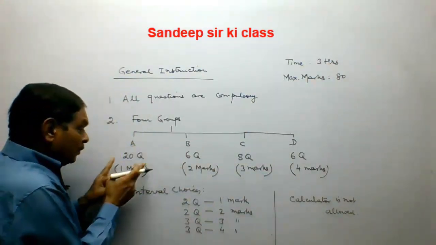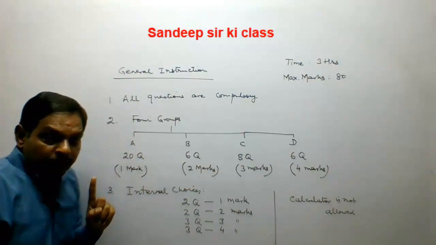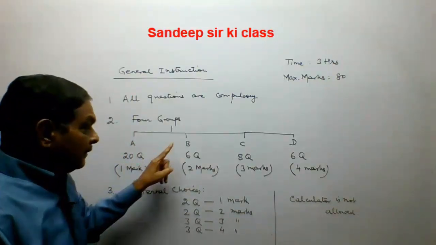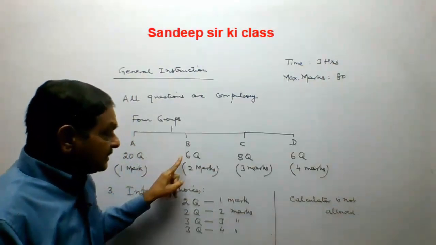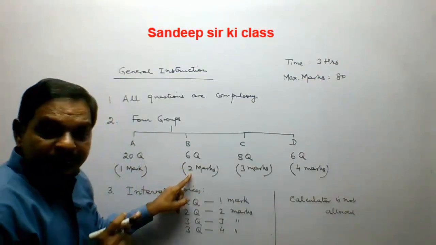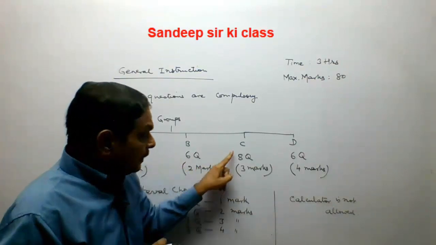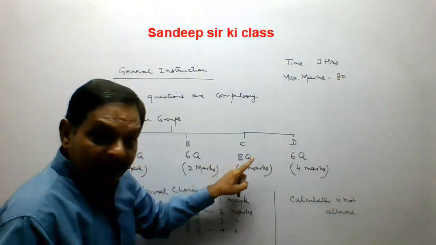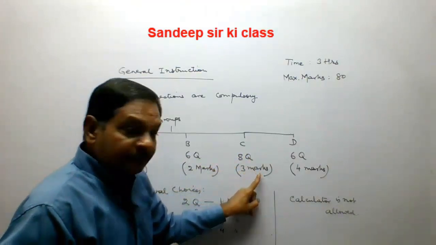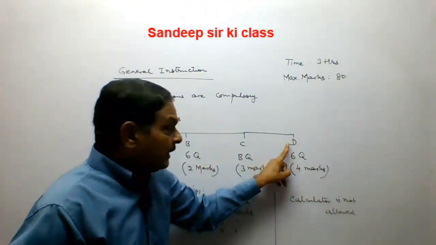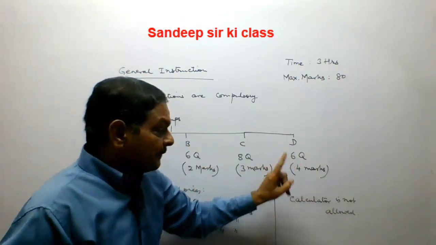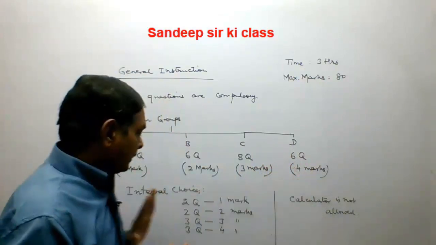Group A will have 20 questions and each question will be of 1 mark. Group B will have 6 questions and each question will be of 2 marks. Group C will have 8 questions, each of 3 marks. And Group D will have 6 questions, each of 4 marks.